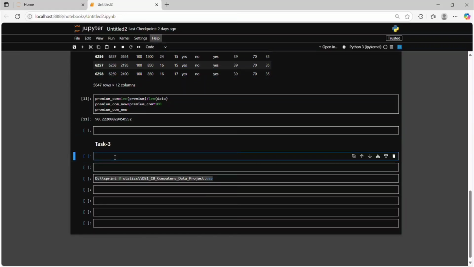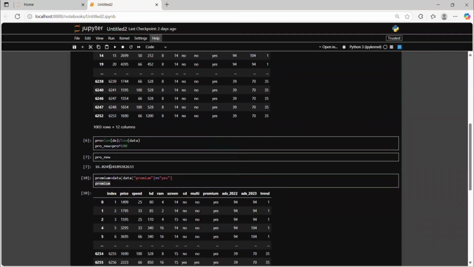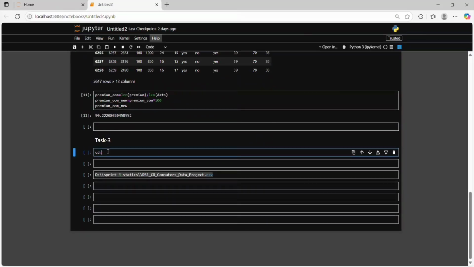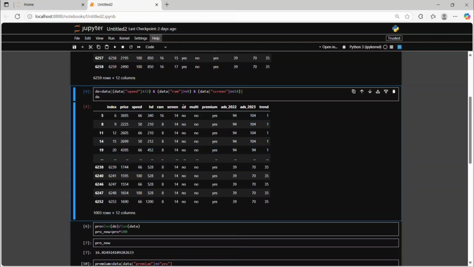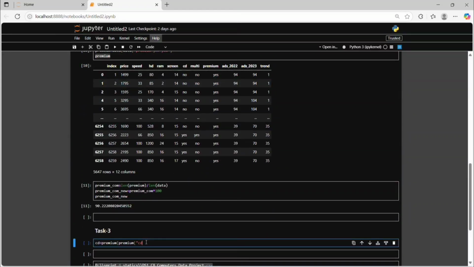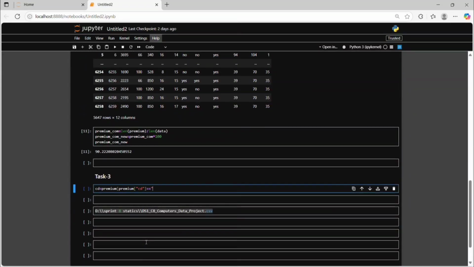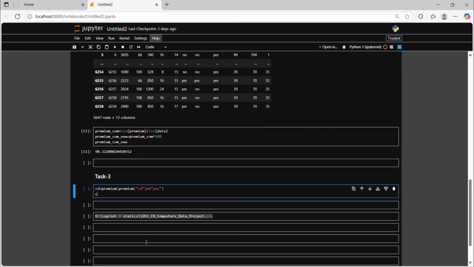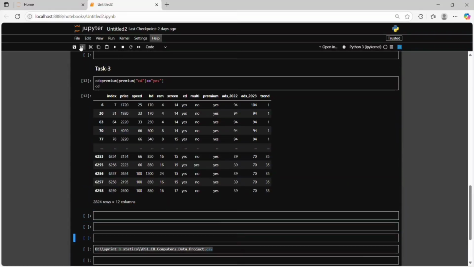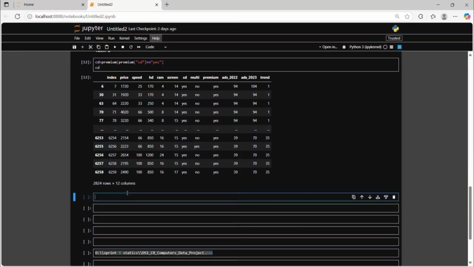So again we need to filter, this time from the premium computers. We don't need the whole data set, we need only our premium computer data, and in the premium computers we need CD player equal to yes. As you can see here, 2000-something rows come up that are premium computers and also have a CD player, and on the basis of that we find the probability of a CD player.